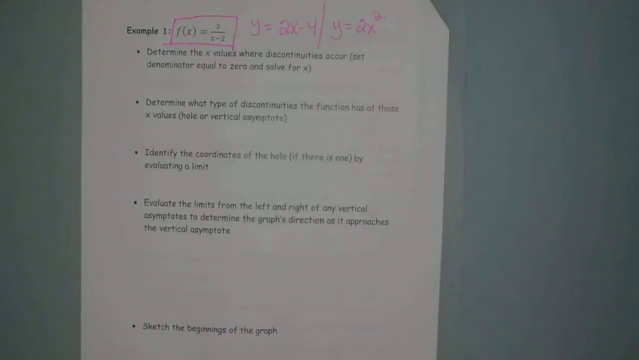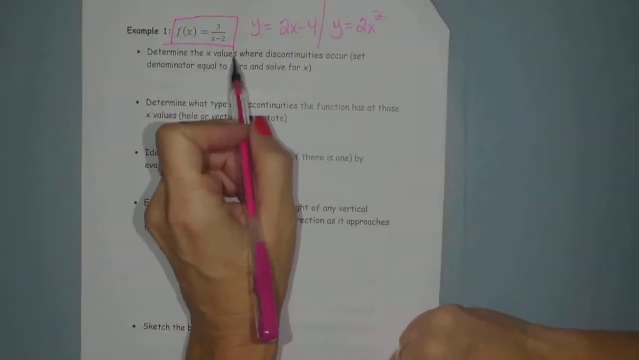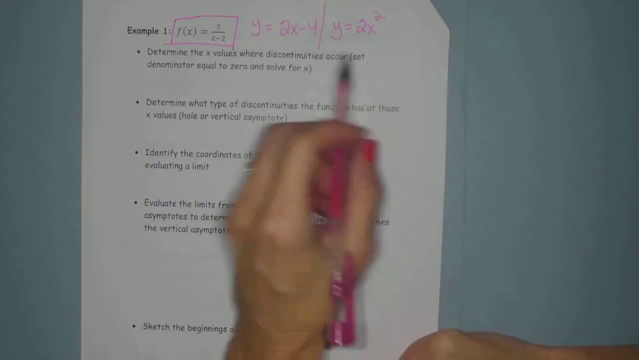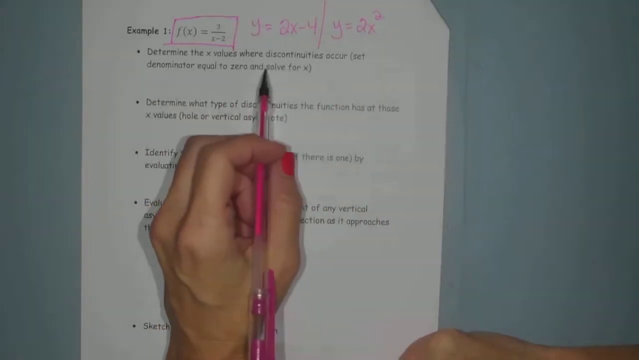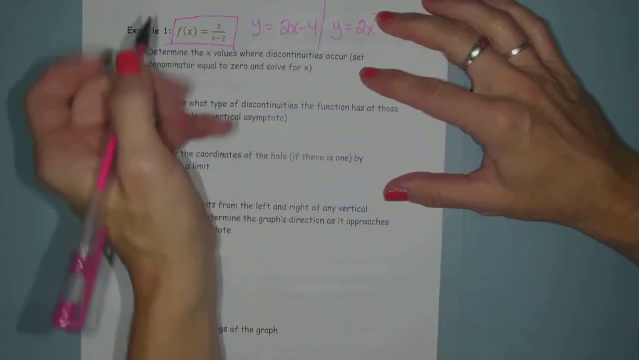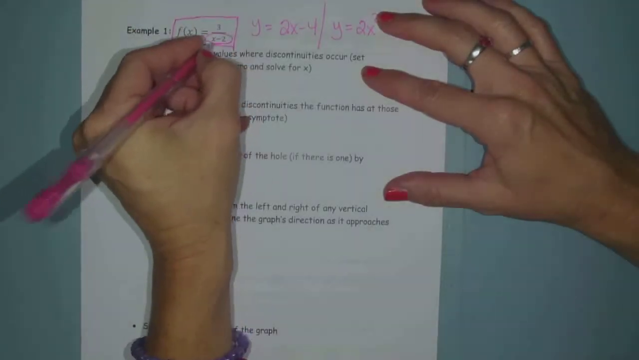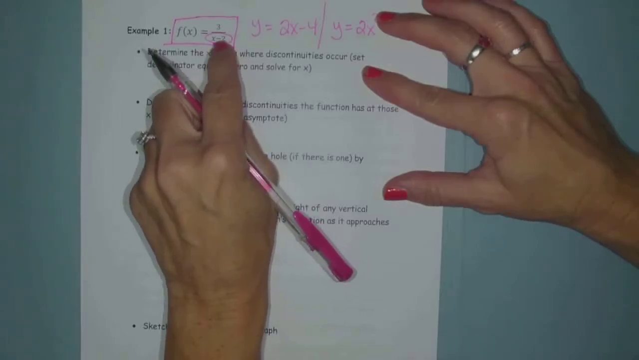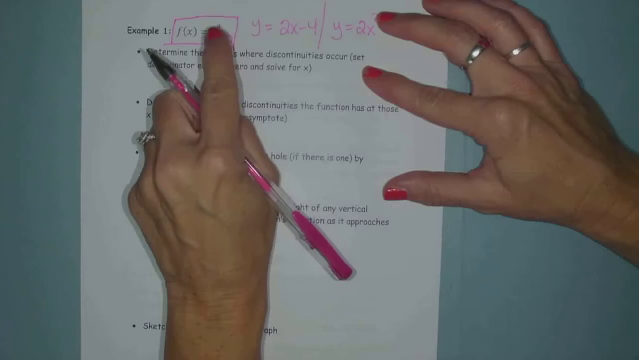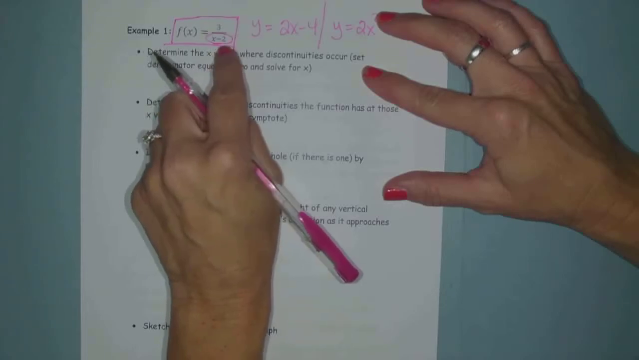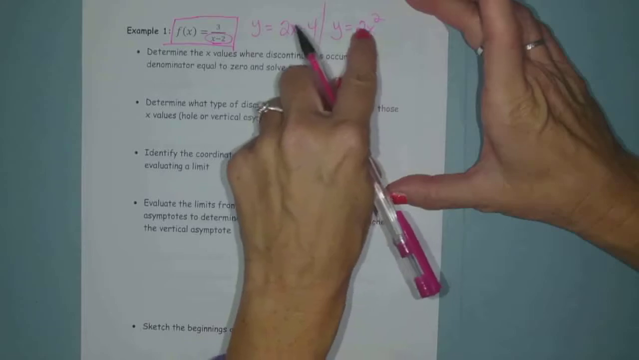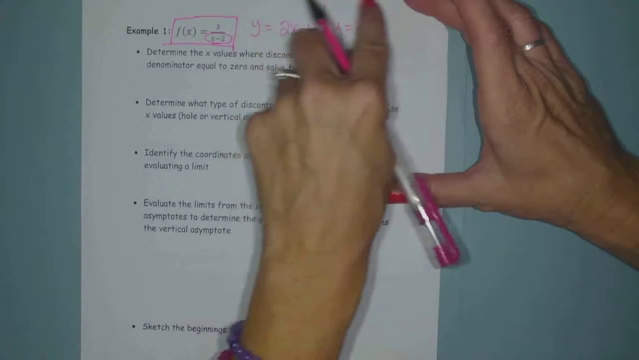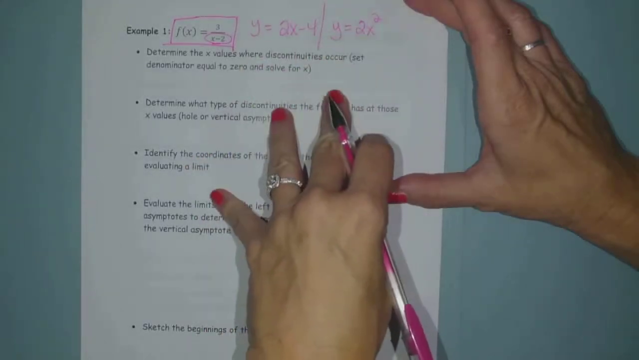So let's read it. It says, determine the x values where the discontinuities or the hiccups occur. And to do that, we're going to set the denominator equal to 0 and solve for x. See, this is the thing with rational functions. Every rational function has a denominator. Whenever the denominator is 0, we've got something bad going on. We've got a discontinuity because when 0 is on the bottom, we're undefined. These don't have a bottom, so these don't have discontinuities. The linear family just cruises. So does the quadratic family. No hiccups in the graphs.